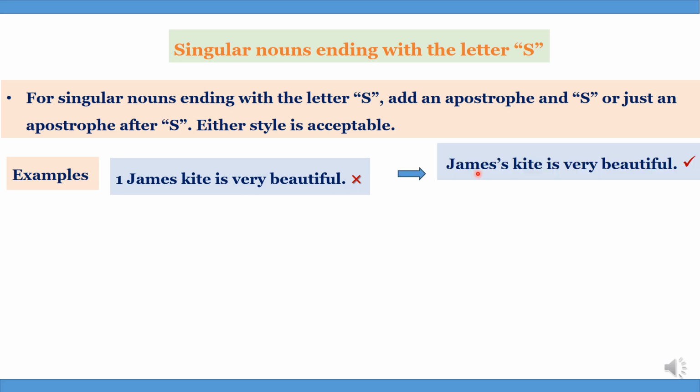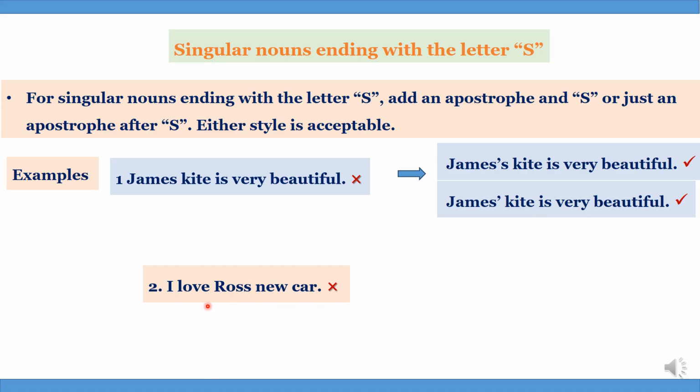See, whenever there's a singular noun ending with letter S, we need to add an apostrophe and letter S, or we can just add an apostrophe after the singular noun. Okay, both of these are acceptable.